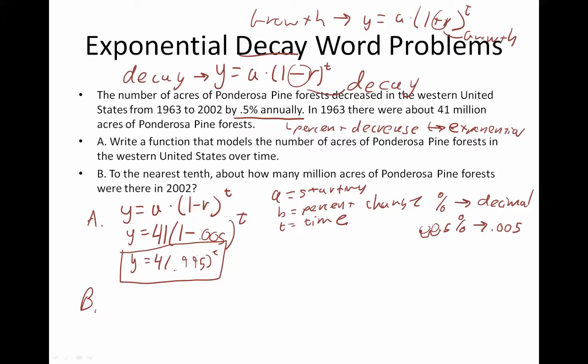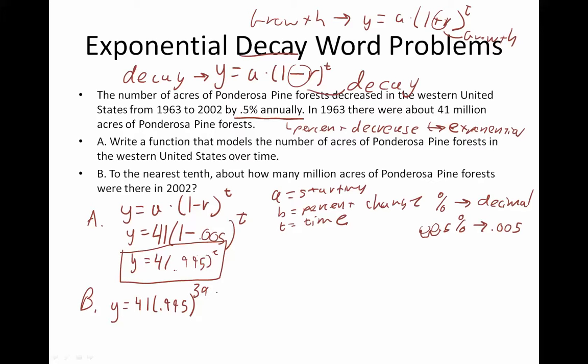Part B says, to the nearest tenth, about how many millions of acres of ponderosa pine forests were there in 2002? So let's use this model that we just came up with. y equals, we started with 41. We're decreasing by 0.995. But how much time has gone by? So from 1963 to 2002, how many years went by? 7 to get up to 70, then 30 to 2000, plus 2, that's 39 years. So this is to the 39th power.